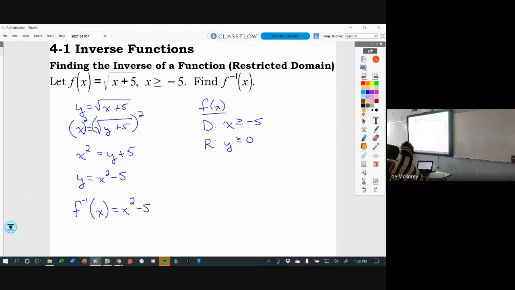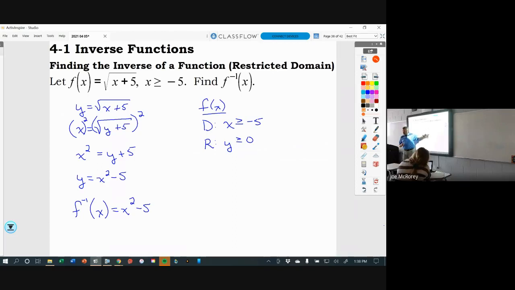How do you find an inverse? What did we do to find the inverse? Swap the x and the y.